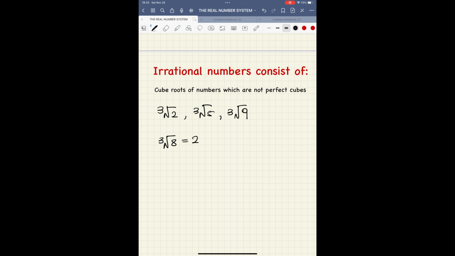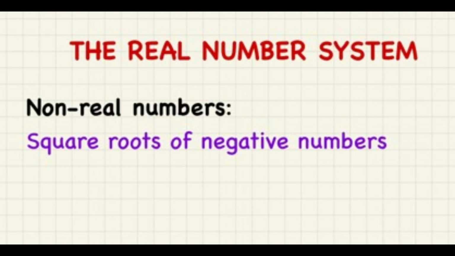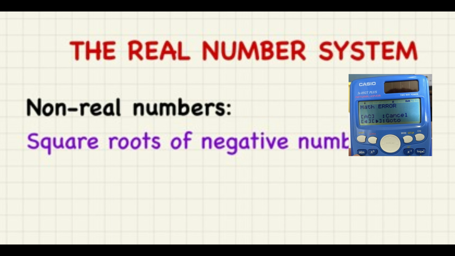Alright, so we have looked at real numbers. We have looked at what? Rational and irrational numbers. So it's only fair that we look at non-real numbers, isn't it? Non-real numbers are simply square roots of negative numbers. If you punch non-real numbers in a calculator, it should give you a mathematical error.